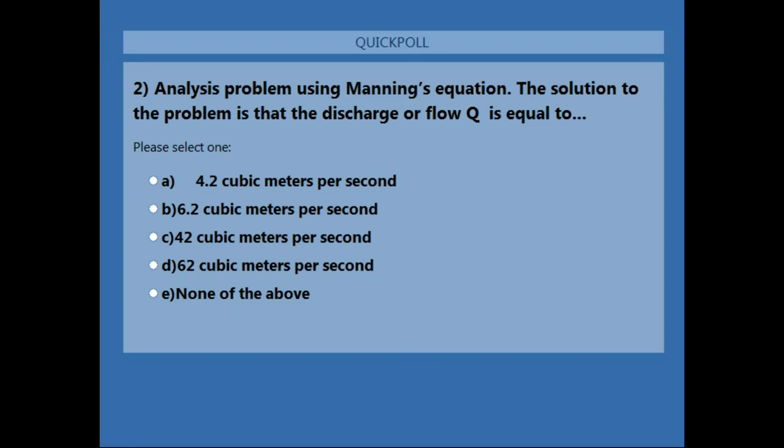All right, again, analyze the problem. What is it? You can answer A, 4.2 cubic meters per second, or B, 6.2 cubic meters per second, C, 42 cubic meters per second, or D, 62 cubic meters per second, or none of the above. Okay, I see some answers coming in. Give you a little bit more time. Appreciate your participation.